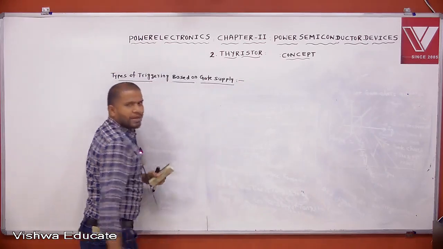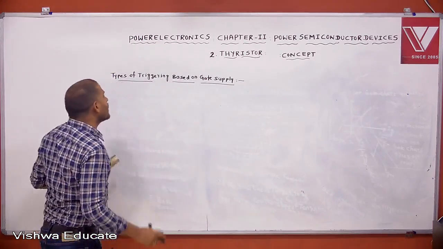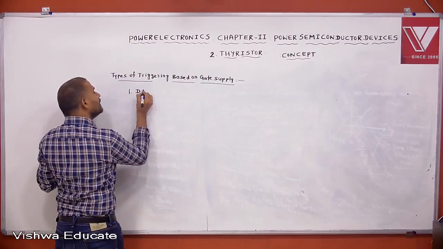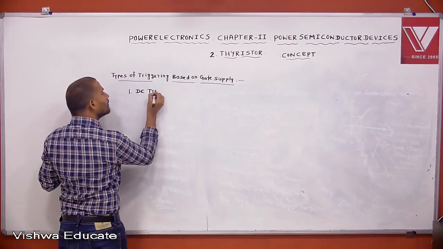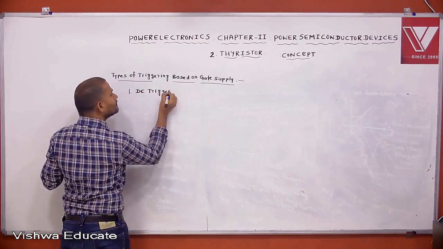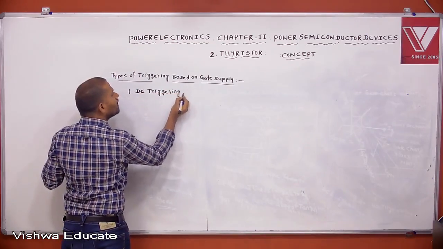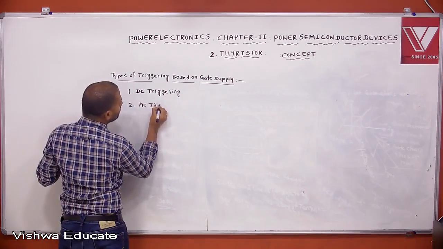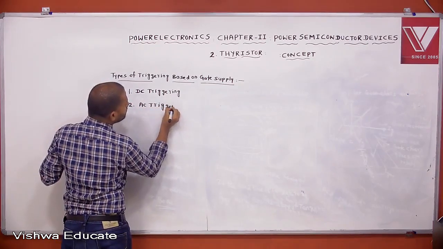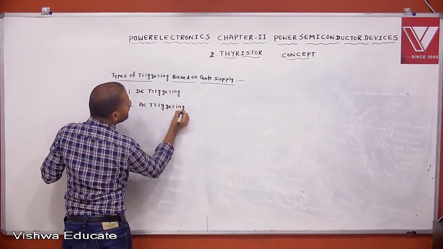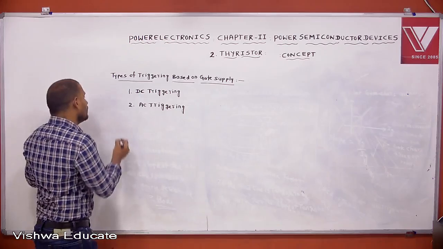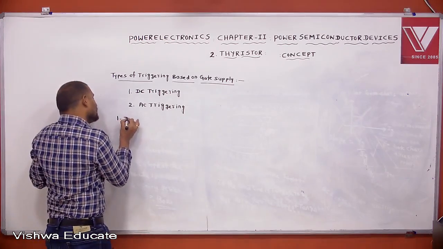Based on gate supply voltage, the triggering methods are broadly classified into two types. One is DC triggering, another one is AC triggering. But in AC triggering, mainly concentrate on pulse triggering. We'll see what exactly DC triggering is.